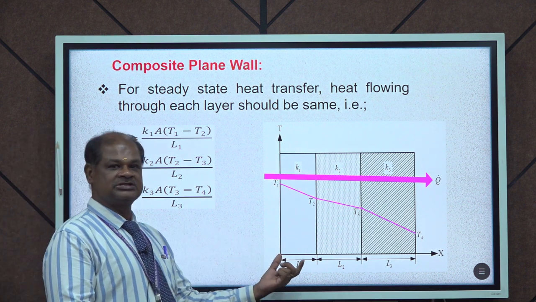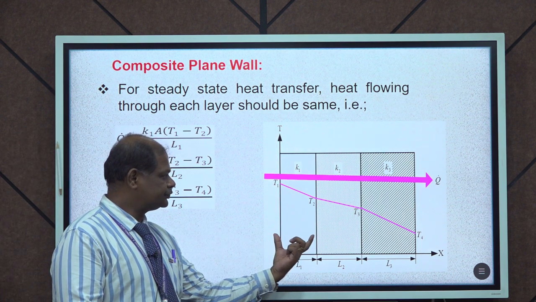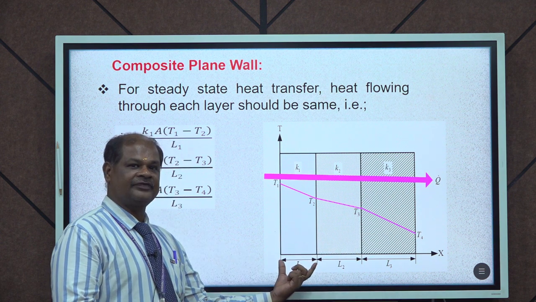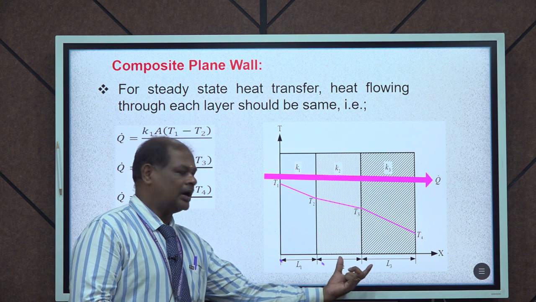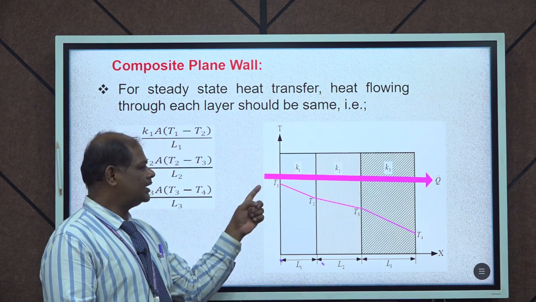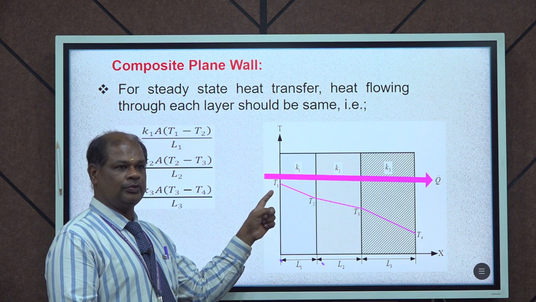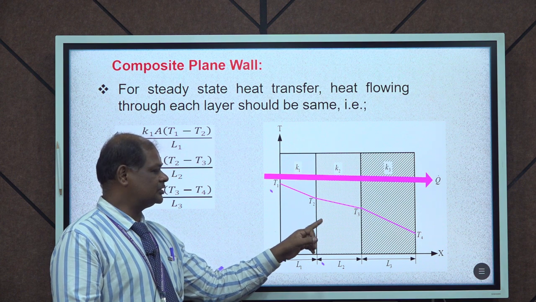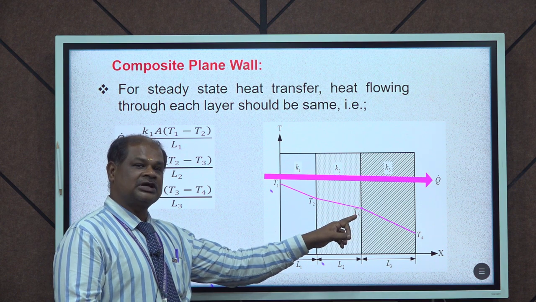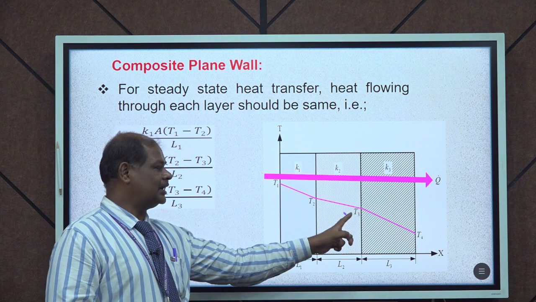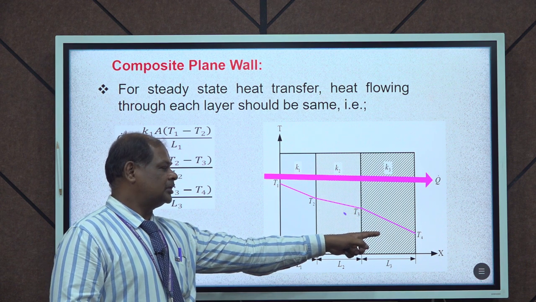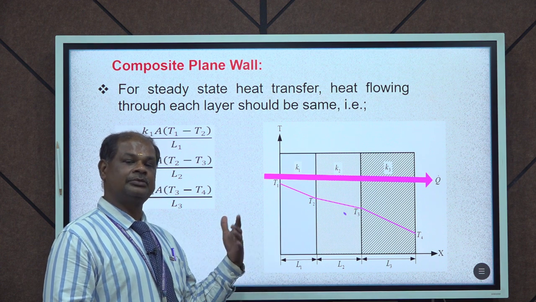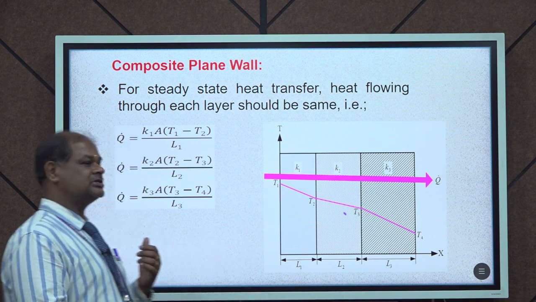This is the composite structure. Here is the first part of the composite structure, the second one and the third one. The first has a thickness of L1, the second has a thickness of L2 and the third has a thickness of L3. The inlet temperature of the first layer is T1 and its outlet temperature is T2, whereas the inlet temperature of the second layer is T2 and its outlet temperature is T3. The inlet temperature of the third layer is T3, and its outlet temperature is T4. It is a composite structure with different thermal conductivities and different materials joined together.